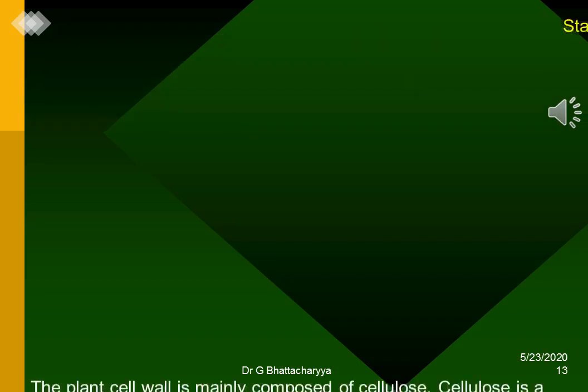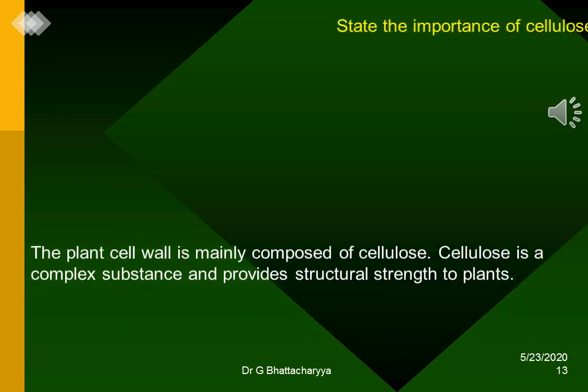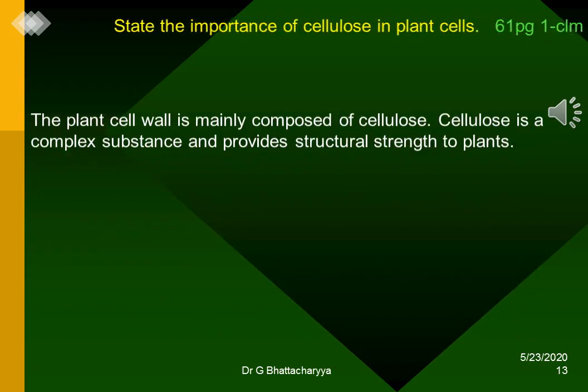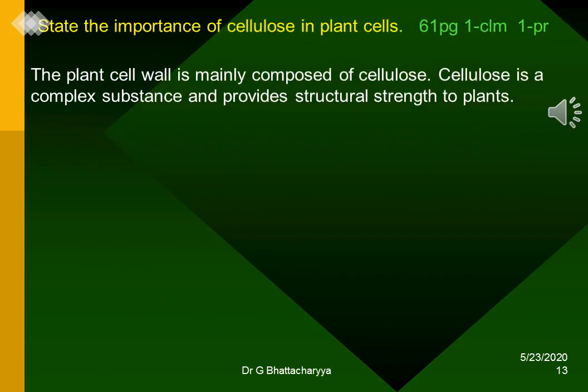State the importance of cellulose in plant cells. The plant cell wall is mainly composed of cellulose. Cellulose is a complex substance and provides structural strength to plants.